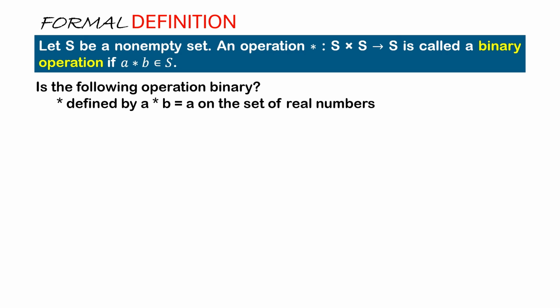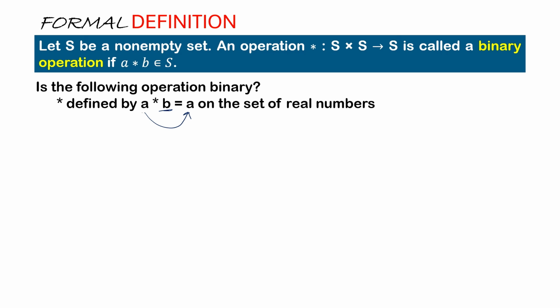So let us look at this example. Is the following operation binary? The star is defined by A star B equal to A on the set of real numbers. Don't get confused by looking at A star B defined as A. It simply tells you that whatever be the second element, the right side element, the answer is always going to be the left side element.